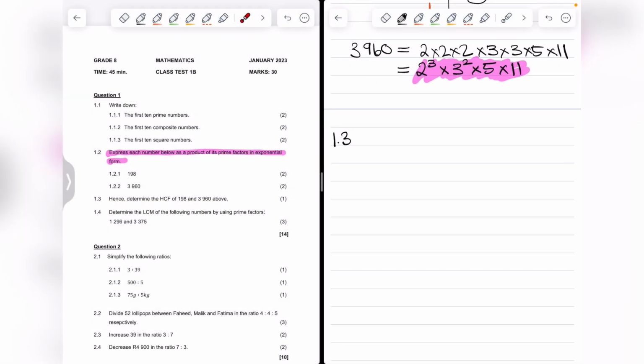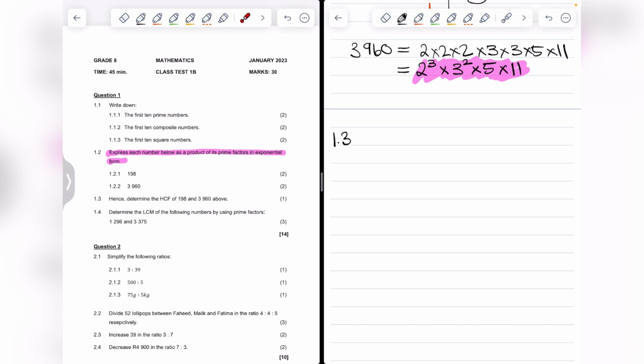1.3 now. 1.3 asks us, hence determine the highest common factor of 198 and 3,960 above. Now this word hence, it just means that since you have done that now, you have written 198 as a product of its prime factors, you have written 3,960 as a product of its prime factors, hence or from there determine the highest common factor of those very numbers.